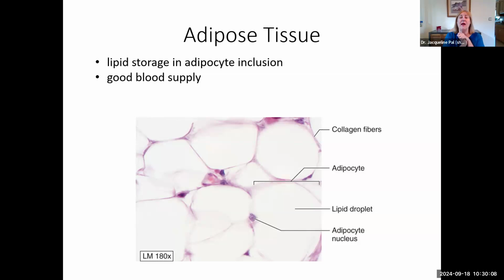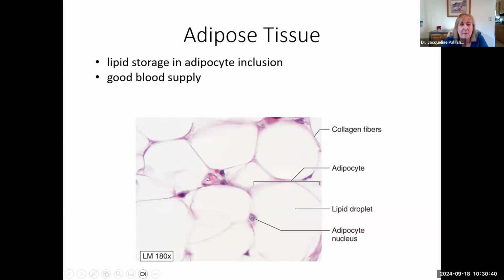All right, the second type, adipose tissue. Adipose tissue is adipose tissue because it's storing lipids. So you have big inclusions in the cells of lipids. So when you look at the cells, they look empty. So here is the cell. The nucleus is smushed way over to the edge because each cell is jam-packed 98% full of lipid.